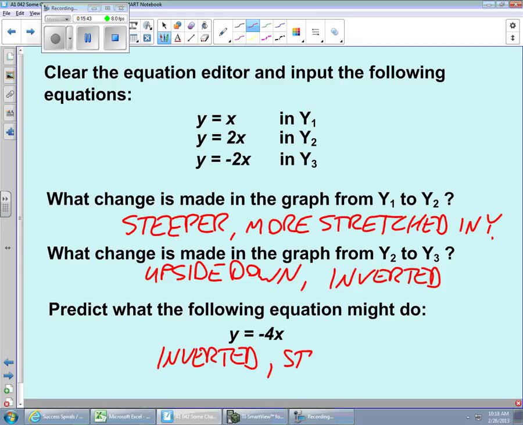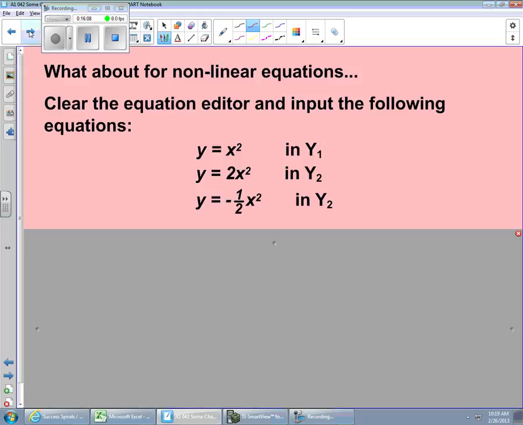So that would be another way of putting it. It gets steeper, or it would be more stretched, which is the language you're going to hear C-scope use a bunch. As the number in front of x gets larger and larger, the graph gets stretched vertically. As the number gets smaller and smaller, it's actually going to get more flattened out. Now that's how it worked with lines.